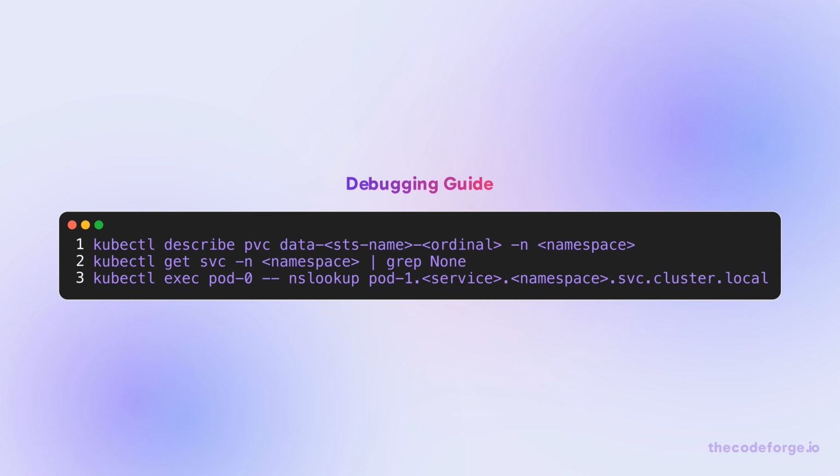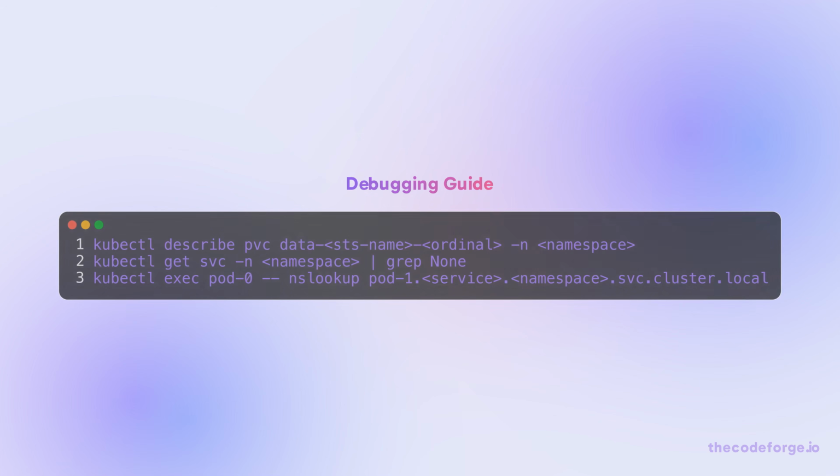To debug StatefulSet issues, start by checking PVC binding status with kubectl describe pvc. Verify the headless service exists and test DNS resolution from within a pod.